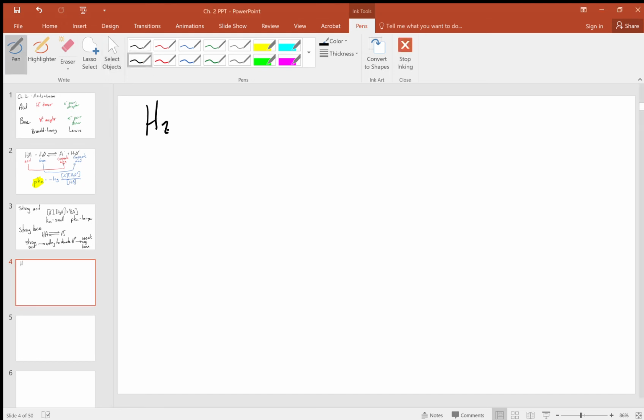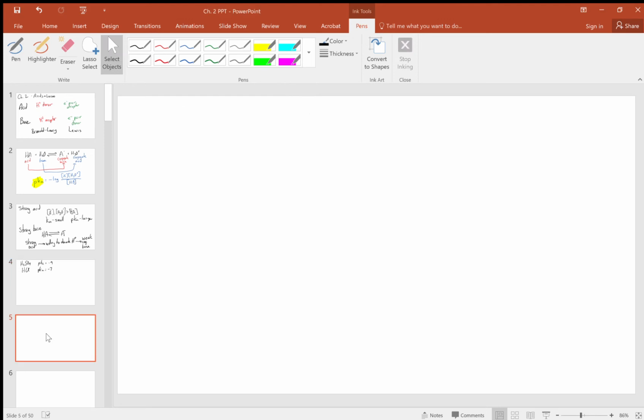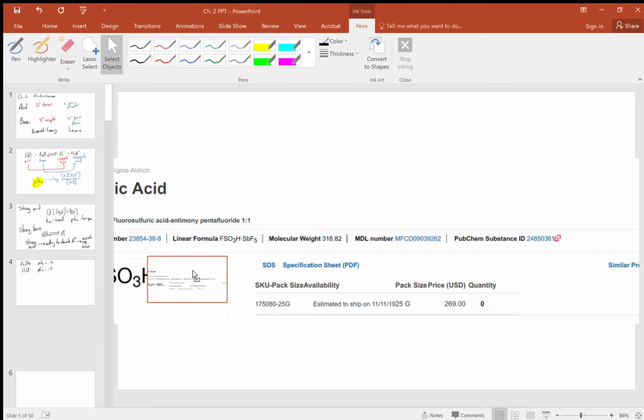And so sulfuric acid, for example, has a pKa of -9. Hydrochloric acid has a pKa of -7. And so in general, we do consider those to be strong acids. However, it's all relative. And that's why sometimes, even though we use those terms all the time, strong acid, weak acid, they're not always the best terms to use.